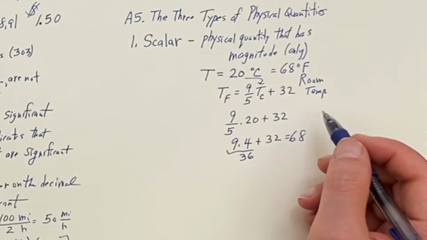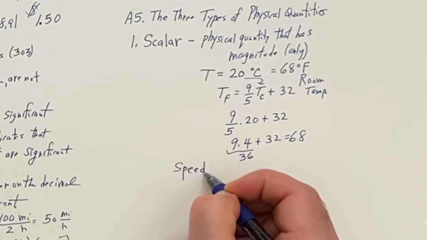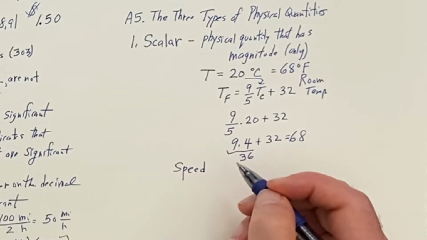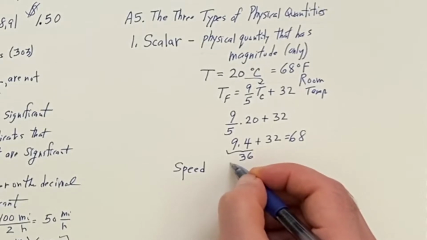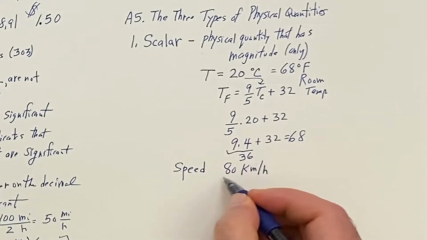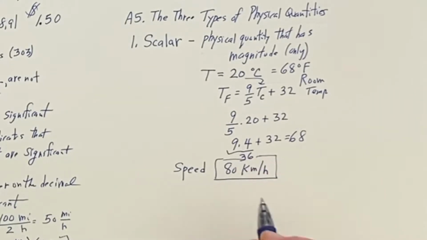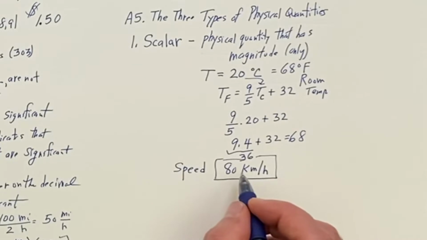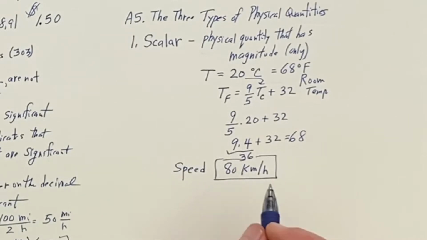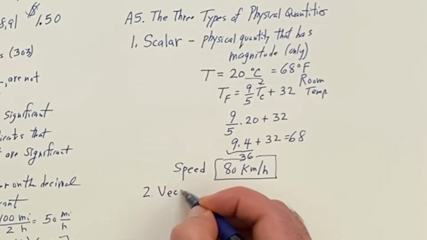Another example would be speed. Speed is what the speedometer reads in a car. So for example, 80 kilometers per hour. That would be an example of a scalar. But we can promote this to the vector by including and adding to that a direction. So that brings us to the vector.